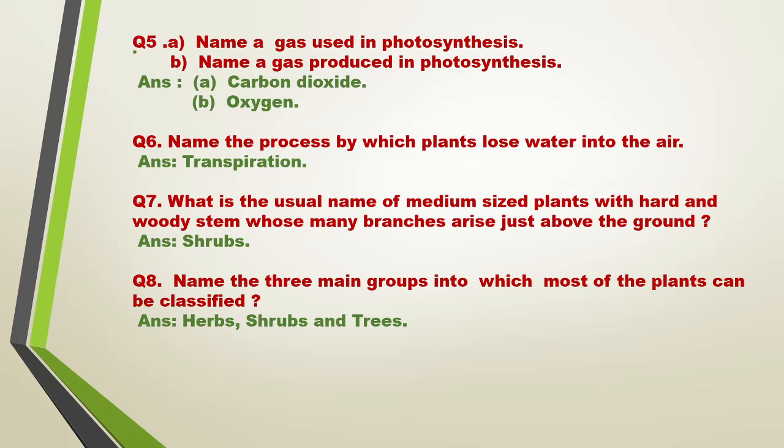Next, what is the usual name of medium sized plants with hard and woody stem whose many branches arise just above the ground? This is the shrub. Plants are generally of three types: herbs, shrubs, and trees. Herbs have a very tender stem, for example grass. Next, the medium-sized plant is known as the shrub, and the big plant which has the highest length as well as a thick woody stem is known as the tree.